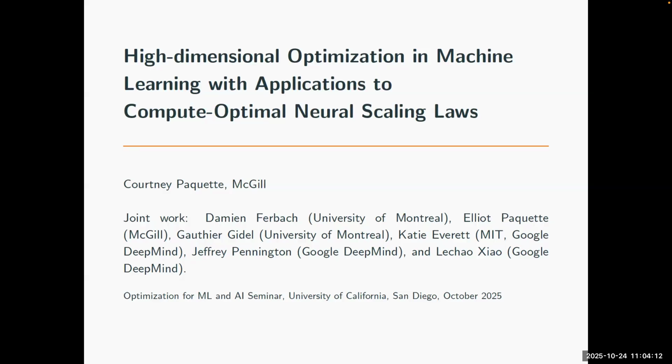Courtney is probably, if you know her, very distinguished now. She's an associate professor at McGill University. She has won lots of awards, but maybe the most impressive recent ones were the Sloan Fellowship and the CIFAR AI Chair. And so she'll tell us about high-dimensional optimization of machine learning with applications to compute optimal neural scaling.